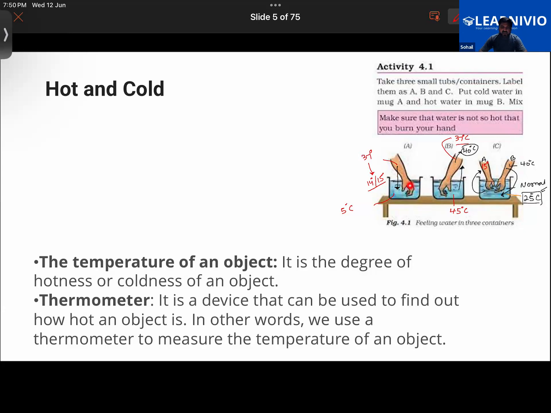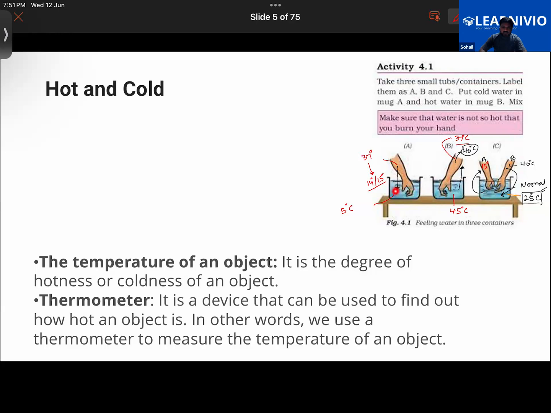You have dipped your hand in cold water, but when you dipped it into the normal water, it felt warmer. But is the water warm in bowl C? Sir, it's normal temperature. Exactly, it's normal temperature. But what is happening in bowl A?